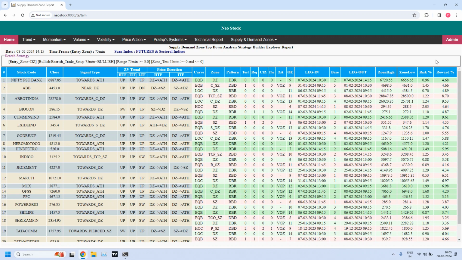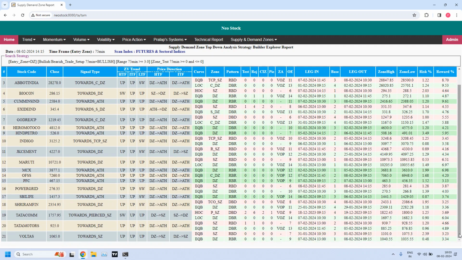Okay, now I filtered by setting the reward as 3%. See, now all of a sudden the number has come down. It's come down to 21 stocks. Excellent. Maybe if anybody has time, you can go through all these 21 stocks.